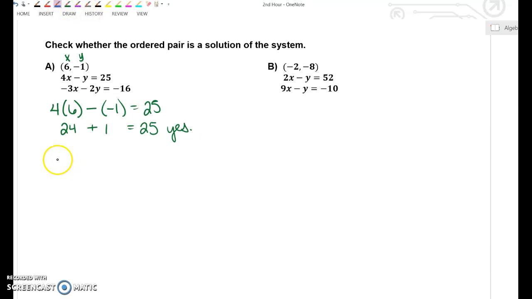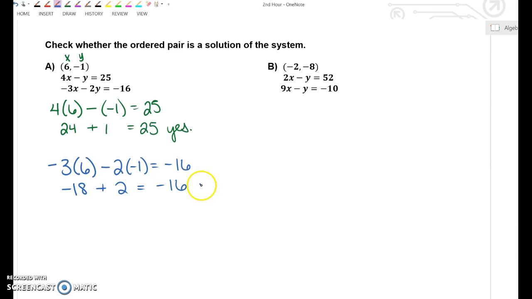Now let's try the second equation. Negative 3 times 6 minus 2 times negative 1 equals negative 16. Does negative 18 plus 2 equal negative 16? Yes. So 6, negative 1 is a solution.